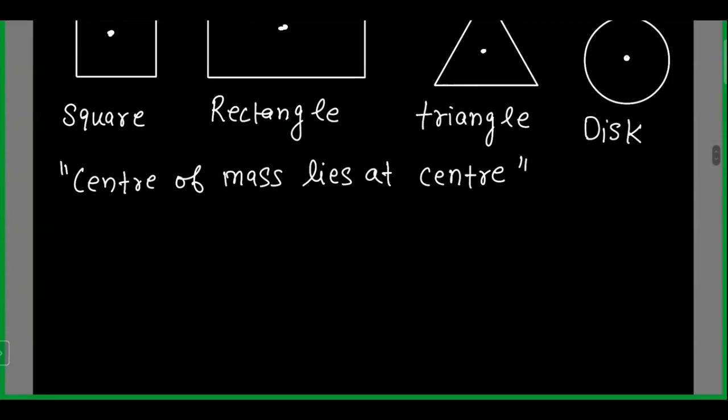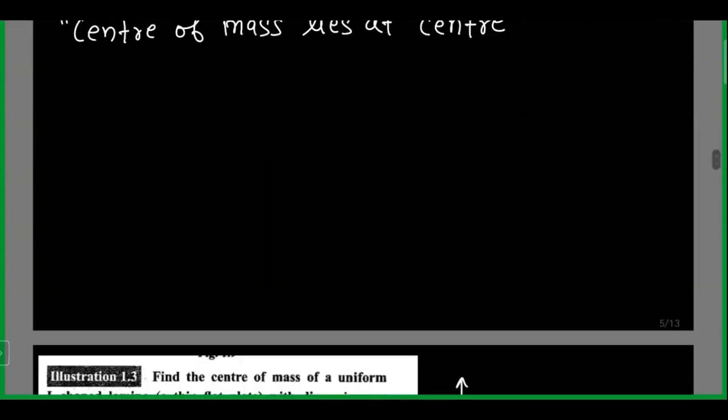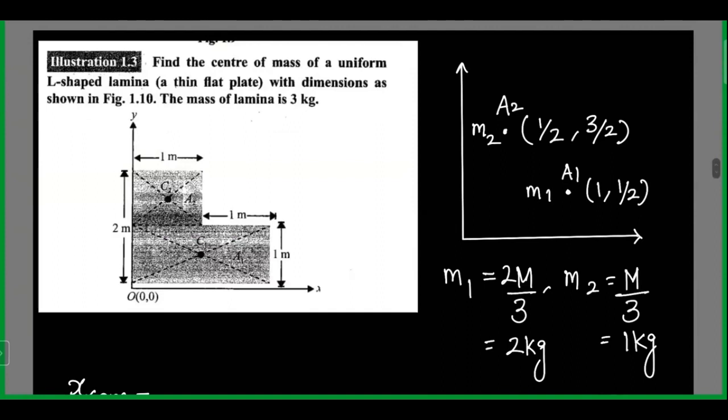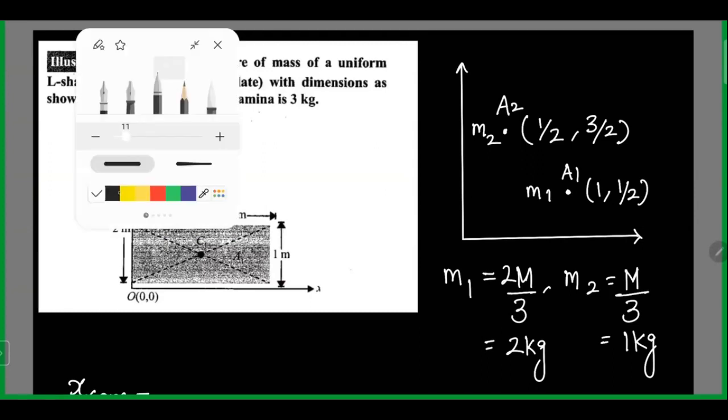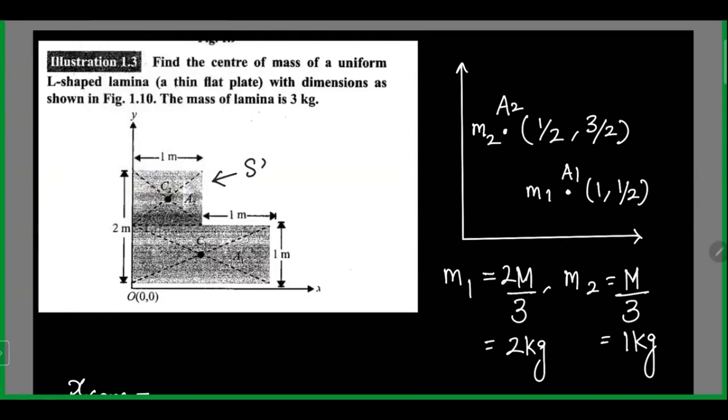But using this concept, we will solve one problem which is very interesting. So let's see. Now you have a body, which you can think of as one square and one rectangle. Let me change the color of the pen so you can see. So how do I solve this problem? How do I find the center of mass of this body? The total mass of this L-shaped body which you are seeing is 3 kg. And all the dimensions are given to you.